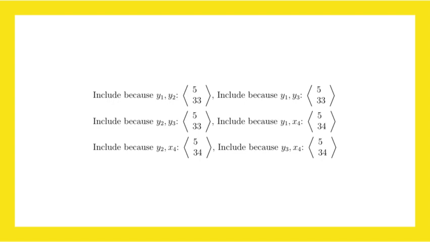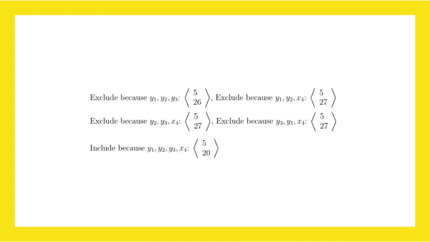And then you will have to consider including y1 and x4. So when it comes to y1 and x4, 7 and 6, 13 you have to subtract from 47, so it becomes 5 choose 34. Then y2 and x4 will become 5 choose 34, and y3 and x4 will become 5 choose 34. So these are the 6 cases which you need to include.